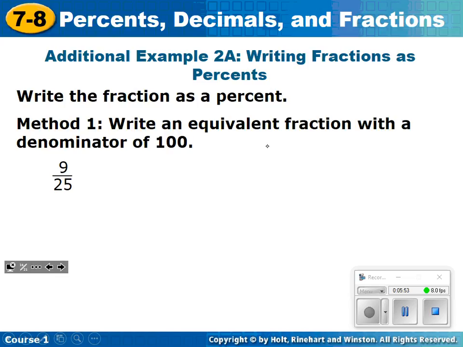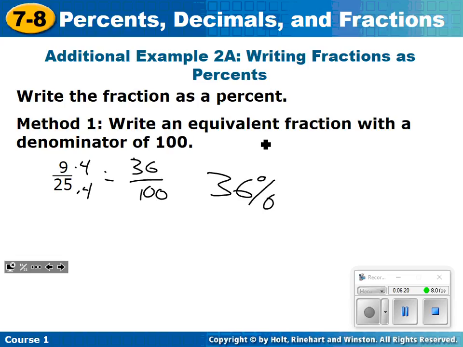Two ways. First way. All you got to do is get the denominator to be out of 100, remember? Because that's what percent means. It means out of 100. So what do I multiply top and bottom by to get it to be 100? 4. Times 4 here, times 4 here, we end up with 36 over 100, which means 36%. Right? That's way number one. Works some of the time.